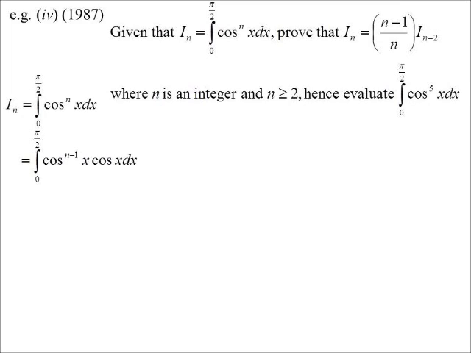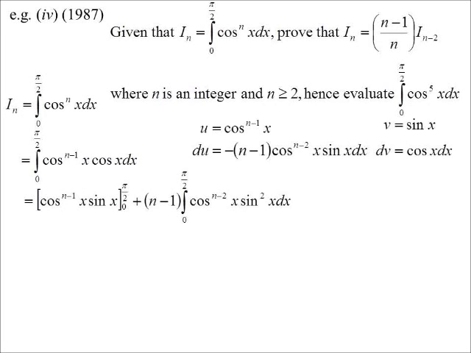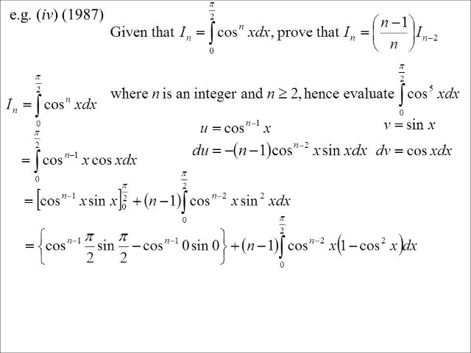So I'm going to try splitting it up as cos^(n-1) x times cos x. Let's see what happens. u is cos^(n-1) x. Differentiate that: minus (n minus 1) cos^(n-2) x sin x, etc. dv is cos x, so v becomes sin x. Okay, sub it in. So uv, well, let's have a look at this definite integral. If I sub pi on 2 in, the cosine of pi on 2 is 0, so that'll be 0. Sub 0 in, the sine of 0 is 0. So that definite part that we've worked out is going to be 0.